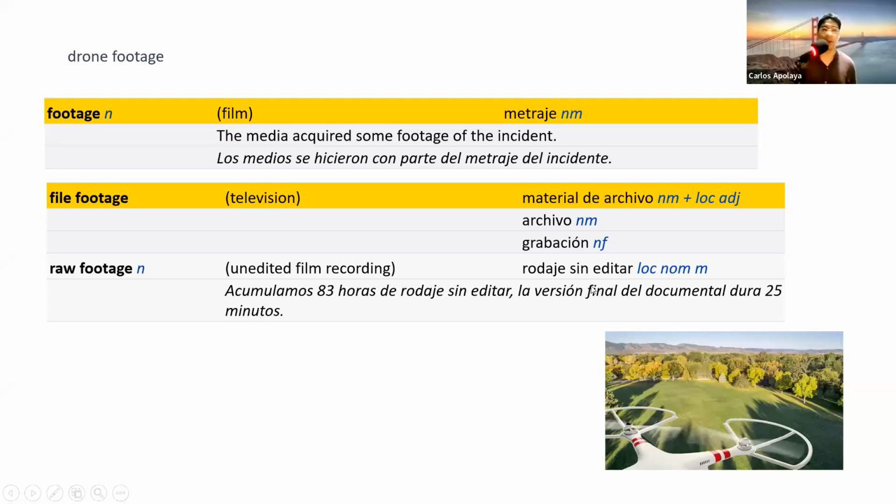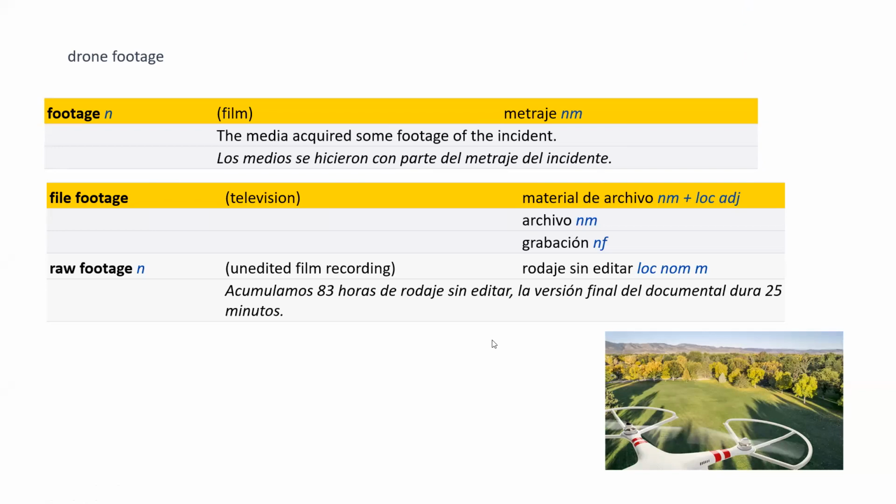Let's continue with this part. Now, look at this. Footage. Footage is like cortometraje, film, okay? Please, Jimmy, read the sentence. The media acquired some footage of the incident. Incident footage, es una grabación, ¿no? Cuando vemos Rec, esa película Rec, ese es un footage based on real life. A file footage, material de archivo, grabación. Raw footage es algo sin editar.